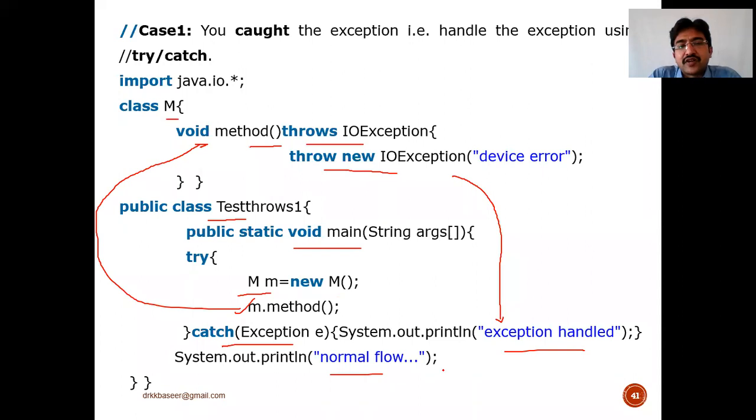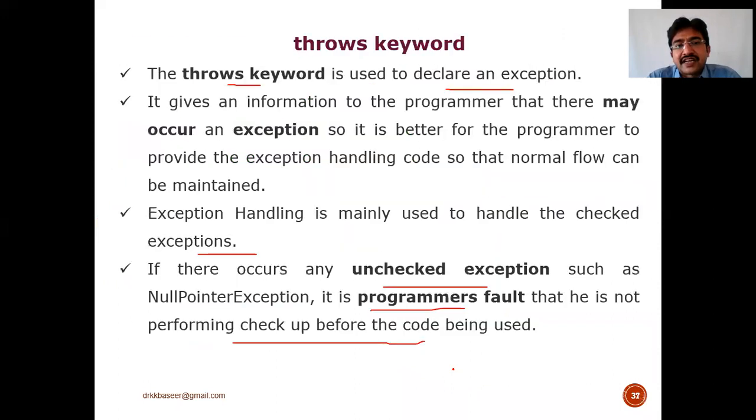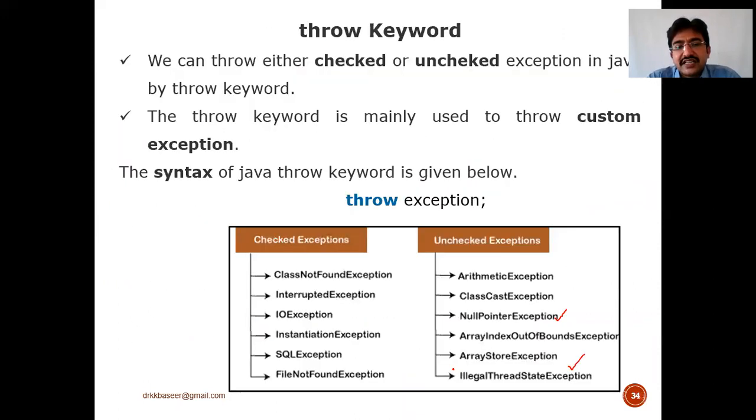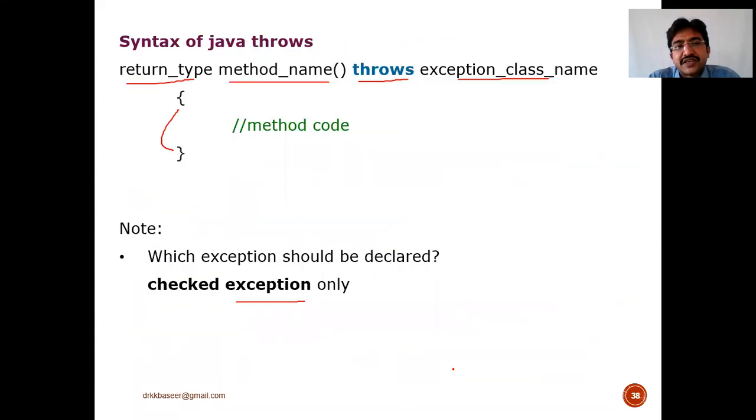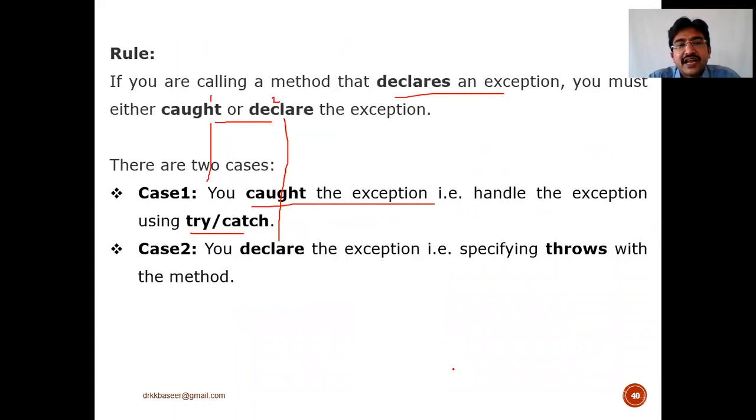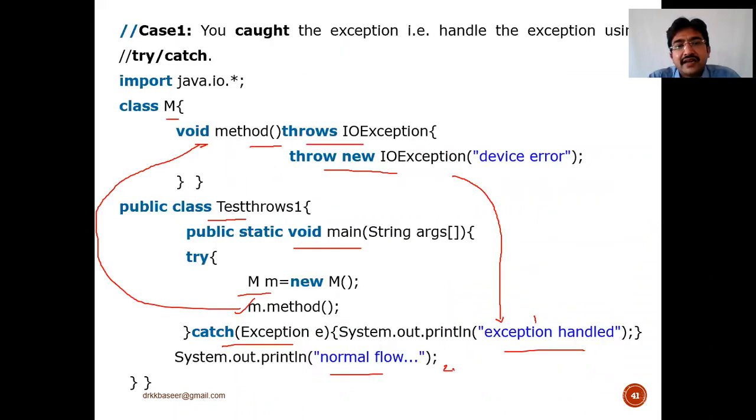Now the output is "exception handled", and the second output is "normal flow". This is with the help of throws. What type of error is it? It is an IO exception. As you have seen in this one, we are using a checked exception. When you throw that exception, we are going to use it with the help of try and catch.